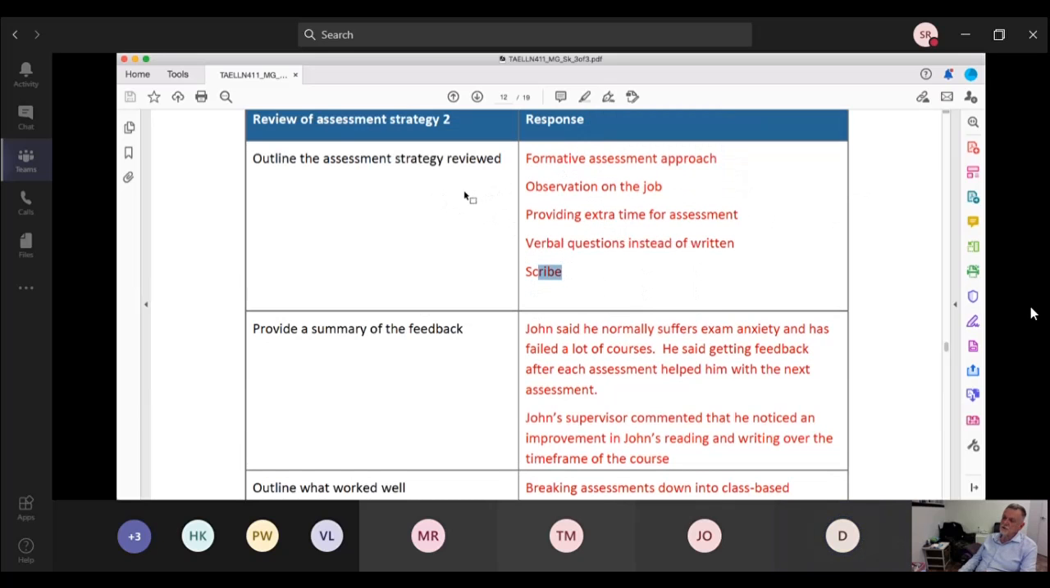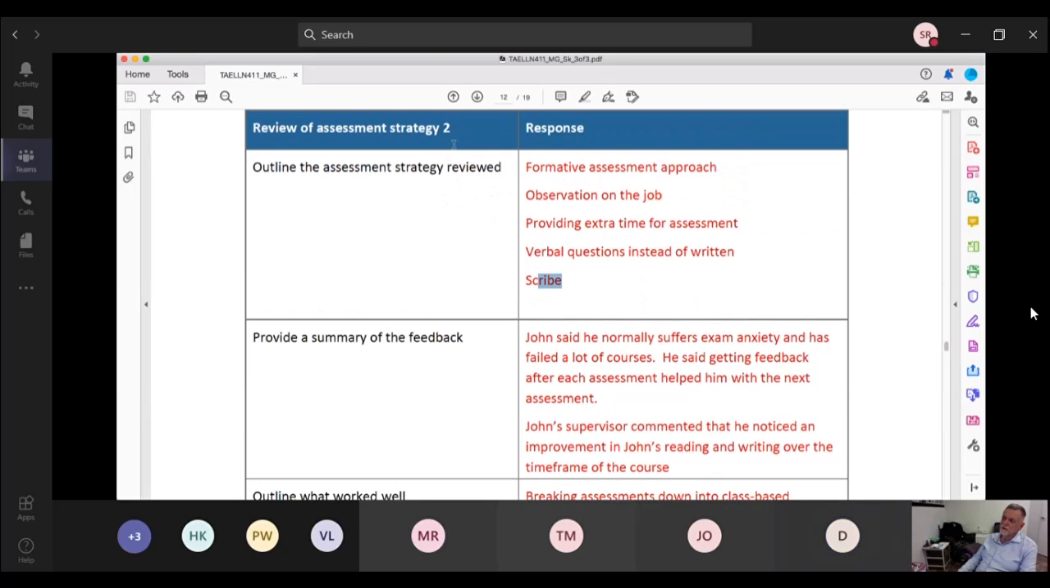You need to pick 2. You need to pick 2 that would have been applied. And for most of you, you would have done some observation on the job, even though it was simulated. It's still observing and giving them feedback.